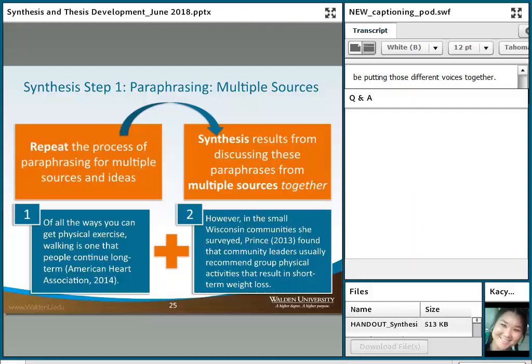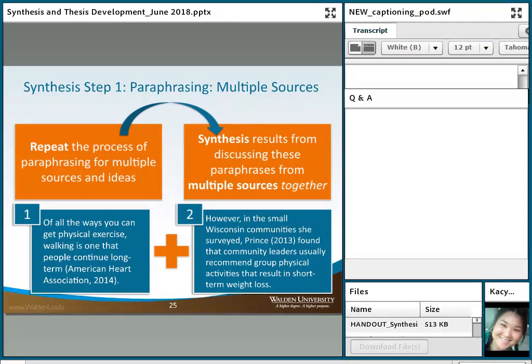So the next step is synthesizing. You paraphrased your information, but oftentimes, for really effective academic writing, you're going to be taking multiple sources. You're going to be paraphrasing them so that they best suit your own paper, that they best fit your own voice. And then you're going to be putting those different sources together. That's the mixing of the ingredients to make your cake. So you're going to repeat the process of paraphrasing for multiple sources and ideas, and then you're going to use those paraphrases to put those different sources into a discussion.